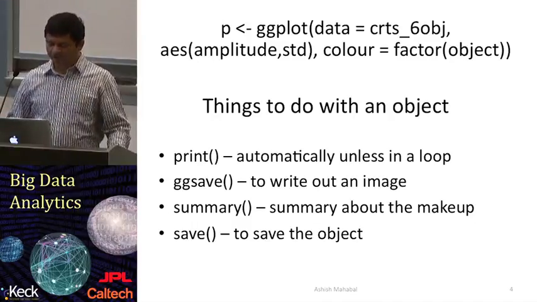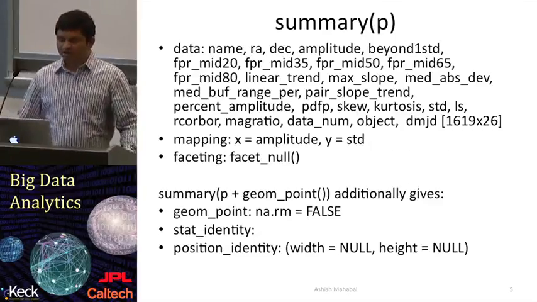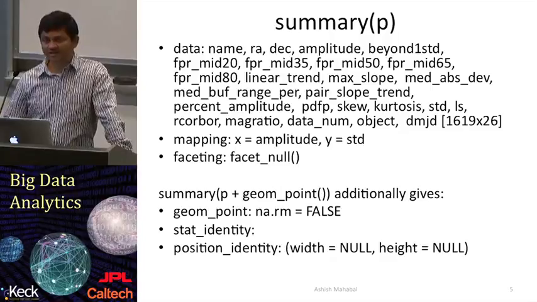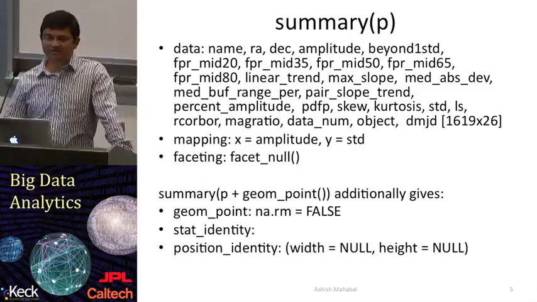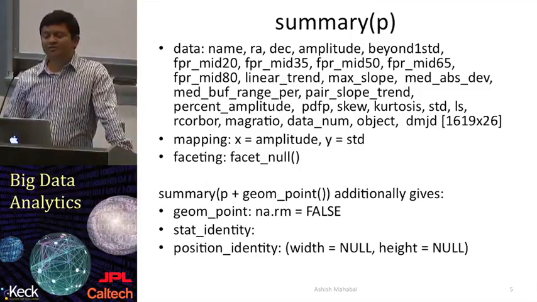So let's look at the summary of the P object that we have defined at the top here, where we are again taking the CRTS data set and simply plotting amplitude versus standard deviation there and factoring it into different colors by the object variable. So you see that though we have used only amplitude and standard deviation in the plot, the object knows about all the variables that are in the data frame. So all of them are listed here. It also tells you what is the size of the data frame. There are 1619 rows and a total of 26 variables. And then it tells you what the mapping is, what the X is, what the Y is, and what faceting has been used here.